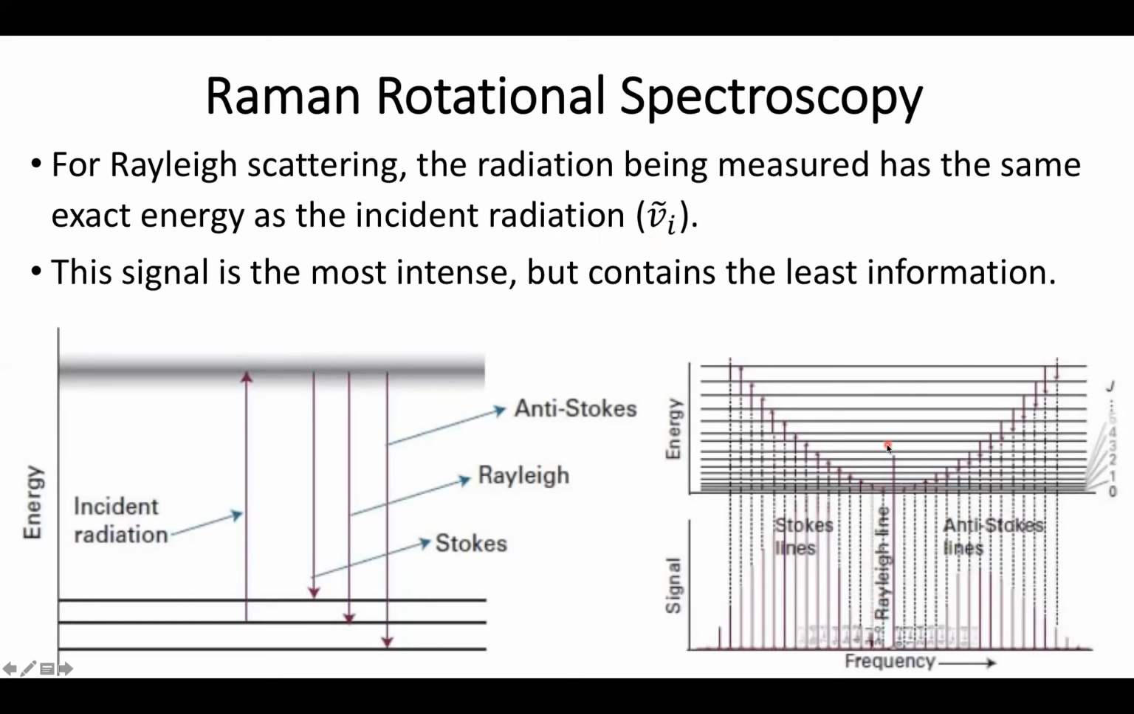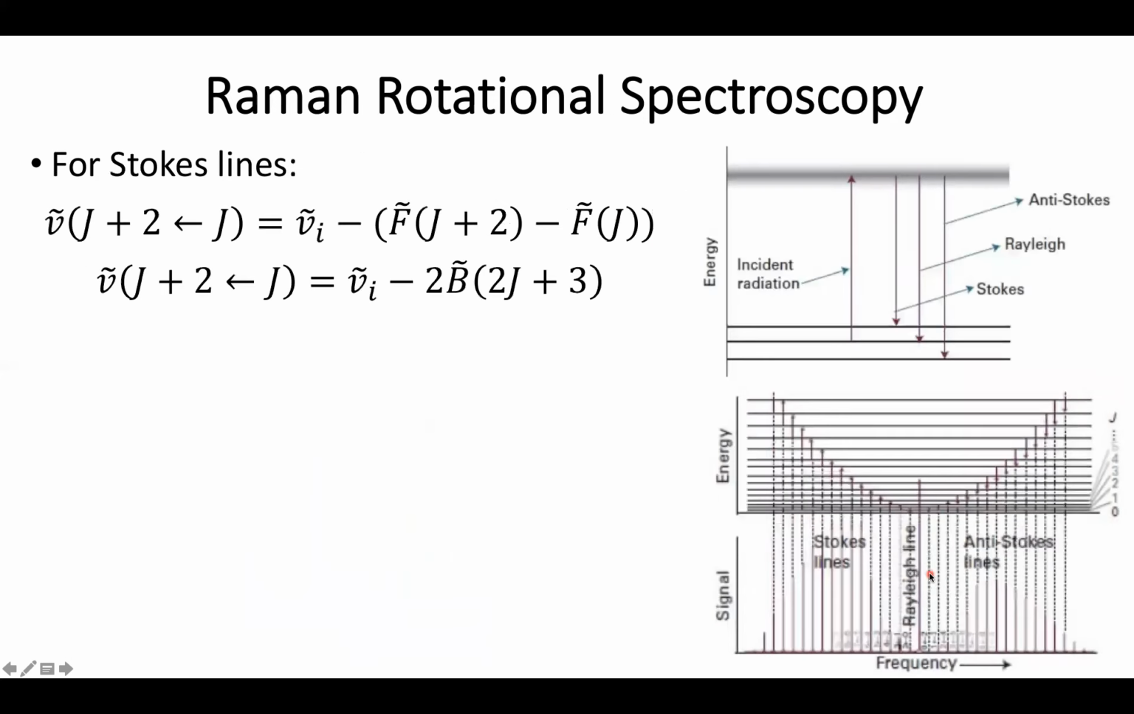And I'll get this guy back. And because every system can do this, this is definitely going to be a very intense line. However, it contains very little information besides confirmation of what your incident radiation is, which can be used for the analysis of your Stokes and anti-Stokes lines. So next up, we'll do the Stokes line.